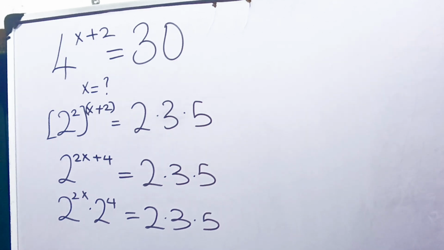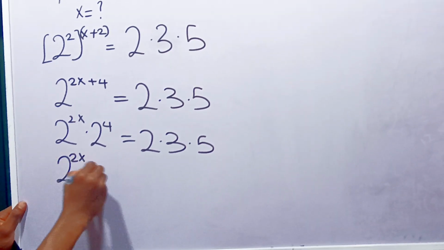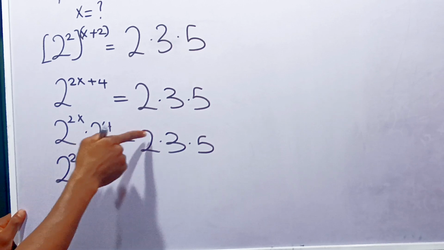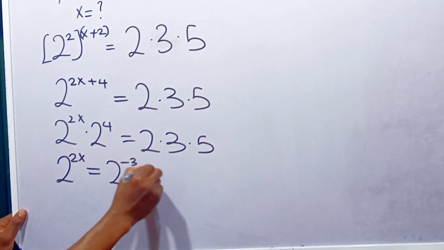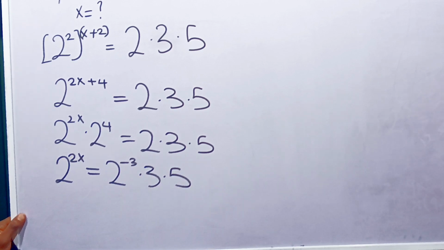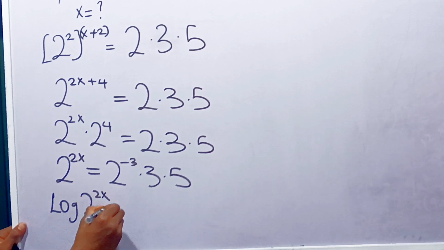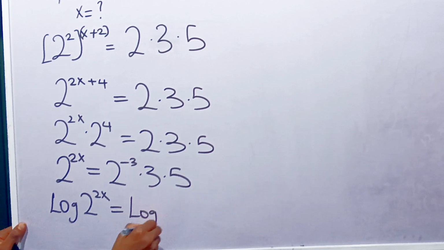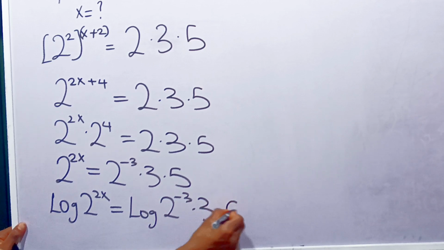Moving on from here, let's divide both sides by 2 raised to the power 4. So we have that 2 raised to the power 2x is equal to 2 divided by 2 raised to the power 4, which is 2 raised to the power negative 3, multiplied by 3 multiplied by 5. Okay, now let's take the logarithm of both sides. So we have the logarithm of 2 raised to the power 2x equal to the logarithm of 2 raised to the power negative 3 multiplied by 3 multiplied by 5.